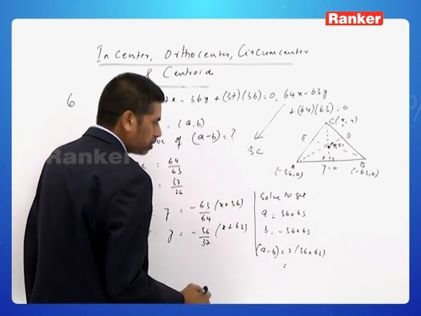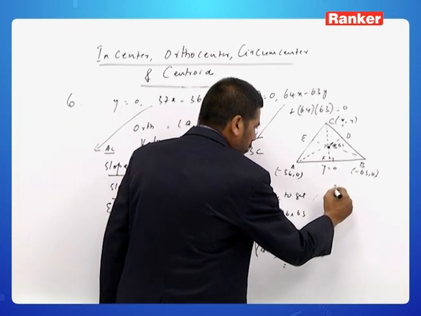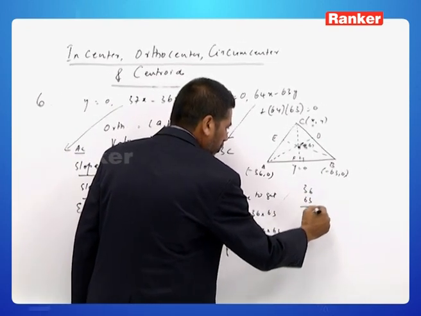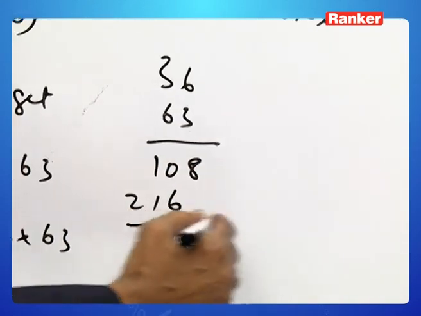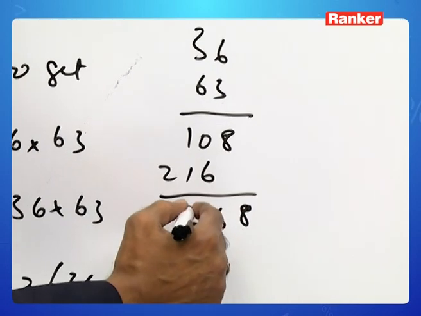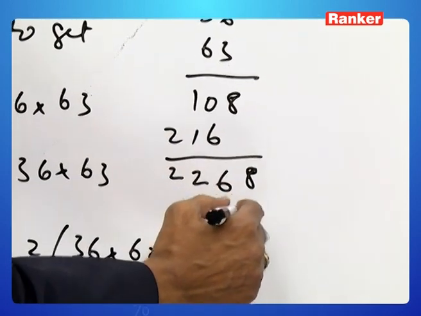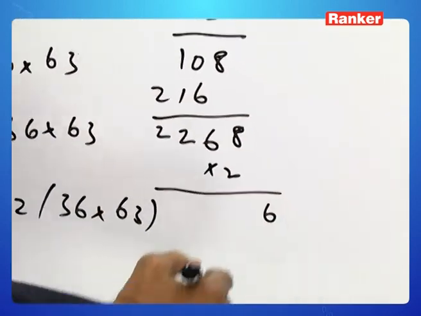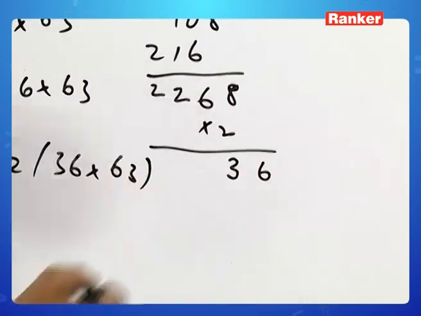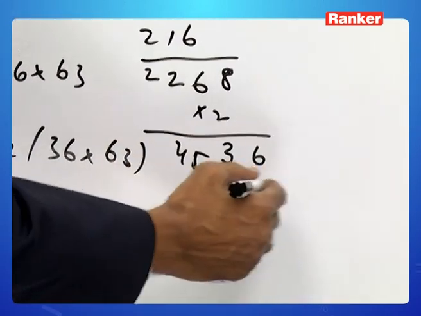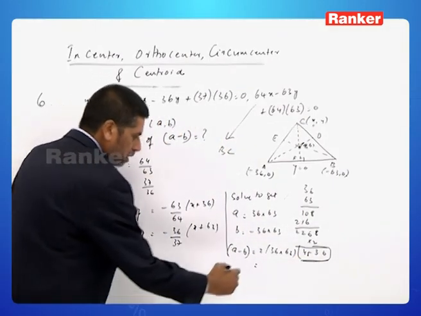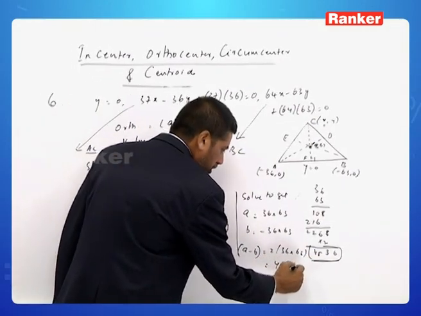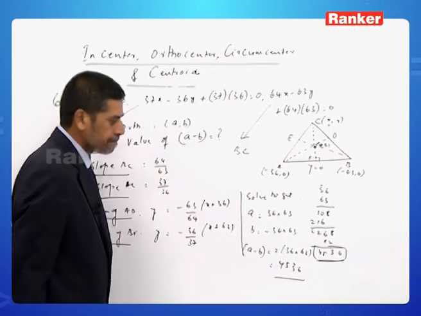So let's work it out. 36 into 63 will be 2268, and 2 times that is 4536. Well, this is the unique answer to the problem.